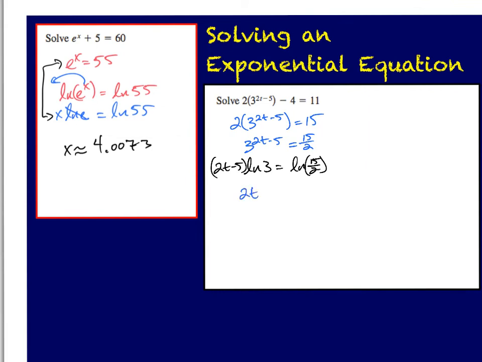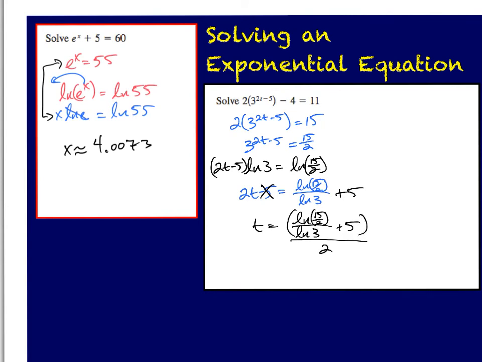All right. So now I end up having 2t minus 5 is equal to natural log of 15 halves over natural log of 3. All right, now what? Not yet. We're going to add 5. So we're going to add 5, and then what? Divide everything by 2. So now I have t is equal to natural log of 15 halves over natural log of 3 plus 5 all over 2. I would highly advise you put a parenthesis around that numerator. All right, very nice. Good in the hood?